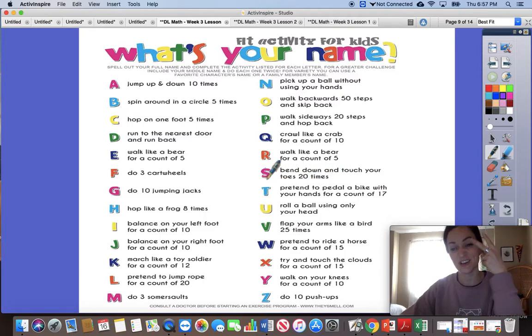And then I have 2 S's, so I'm going to have to do it again. And then my next letter is I. Balance on your left foot for a count of 10. So that's how I spell my name, and I will do those workouts. Now, if you have a long name like Ramaya or Thaddeus, you don't have to do all of those. You can split it and do your nickname, okay?